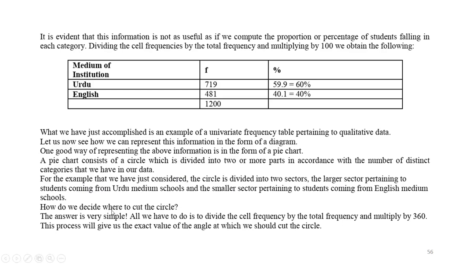How do we decide where we should cut the circle? That was in our last lecture, where I said I would tell you about it later. The answer is very simple. All we have to do is divide the cell frequency by the total frequency and multiply by the circumference of the circle, that is 360. This process will give us the exact value of the angle at which we should cut the circle.